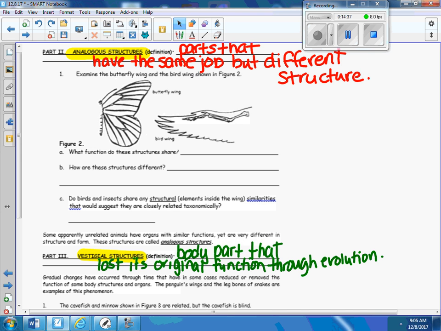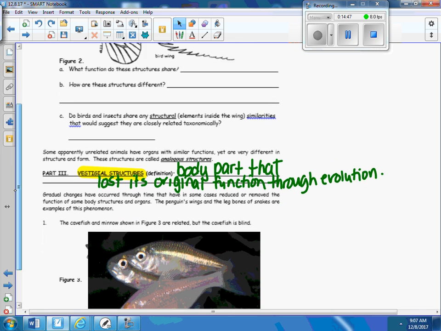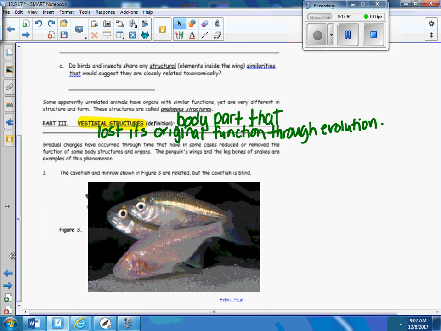All right, so the last section gives you an example of a catfish and a minnow, and I want to show you the actual physical piece because I feel like the picture on your lab is a little bit nebulous. This is a minnow, and that is a cave fish. So I'll keep this picture up here if you want to look at it with the lab.